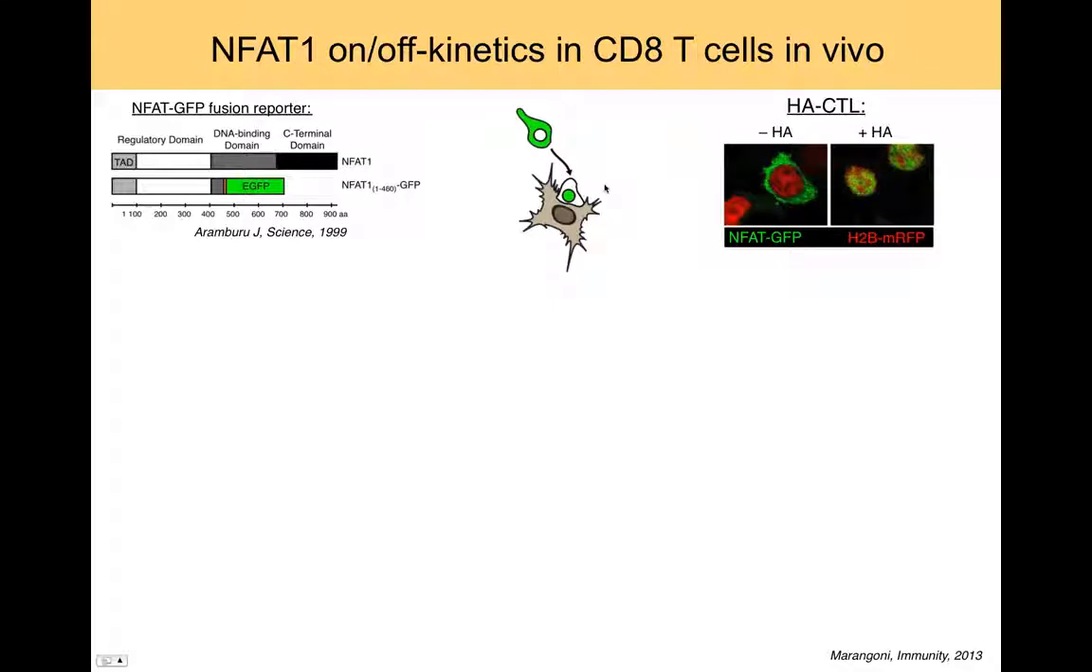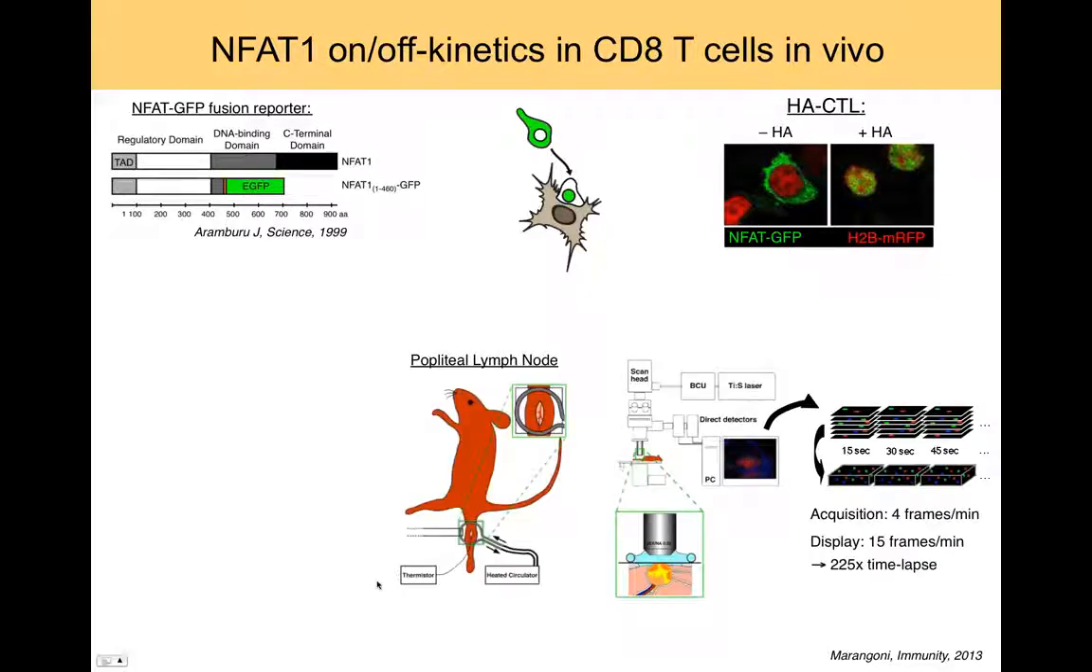And in order to quantitatively or semi-quantitatively monitor this, we could express a second nuclear counterstain. This is now H2B, the histone protein, but fused to mRFP. So here in the absence of antigen, we see the red nucleus, and we see the cytoplasmic NFAT-GFP reporter. And if we expose the cells to antigen, NFAT moves into the nucleus, and we have this overlap which we can quantify. This is the NFAT signaling index.